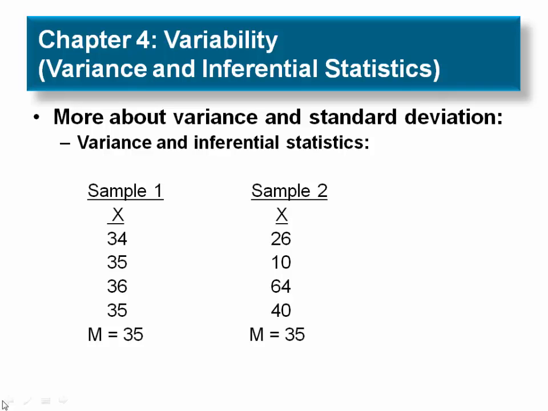In the first sample, the scores are all clustered close together and the variability is small. However, the scores in the second sample are spread out over a wide range and variability is large. With high variability, it's not easy to identify the location of the mean. In general, high variability makes it difficult to see any patterns in the data.